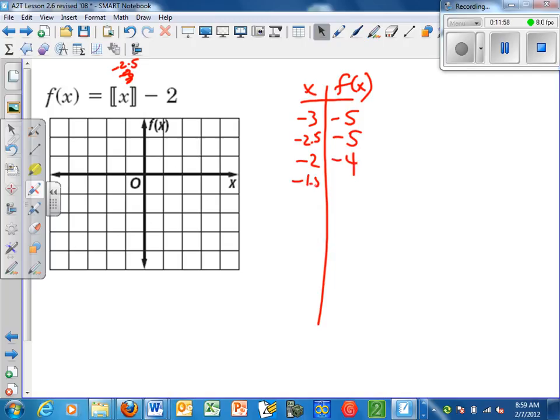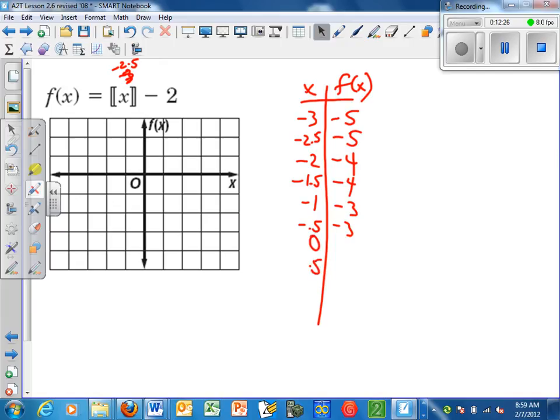If I do -1.5, I round that to -2, because to the integer below -1.5, subtract 2, it's -4. If I go to -1, that would be -1 there, rounded to an integer. Then we're going to be up at -3. Excuse me, -0.5, round it down, so that would go to the integer -1. -1 minus 2 is -3. You can kind of see patterns develop in these step functions.